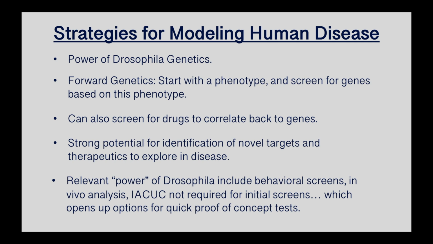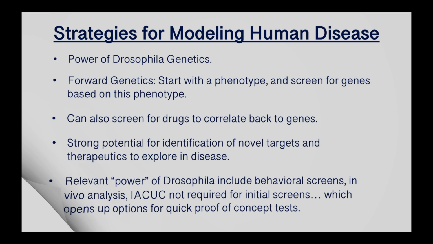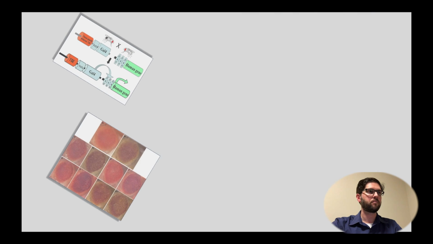including Markov analysis, Gal4 UAS systems, CRISPR-Cas9. But this also allows you to bring in Drosophila behavioral analysis, because you can utilize behavioral screens as the basis of the starting phenotype. And then you can look for genes or drugs that alter this behavior. Because Drosophila are invertebrates, they don't require IACUC protocols for any of these screens, and this opens up the options for very quick proof of concept tests and analysis.